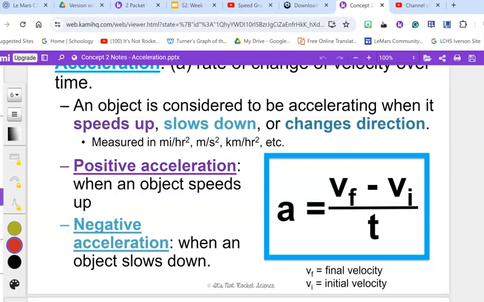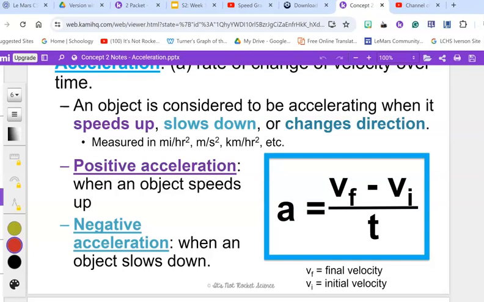Now, interestingly enough, you know how speed was measured in like miles per hour or meters per second. Acceleration is measured in miles per hour squared, or meters per second squared, or kilometers per hour squared. The reason that it's squared is because it is speeding up or slowing down over time.